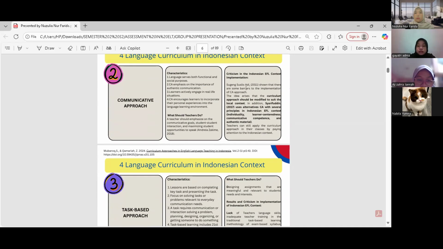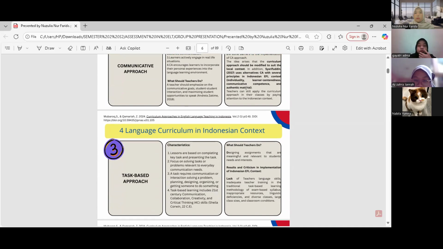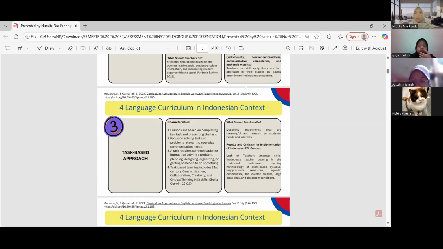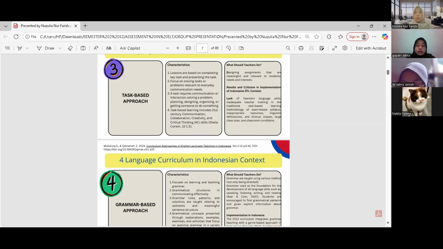And for the third, the language curriculum in Indonesia is task-based approach. So lessons are based on completing key tasks and presenting the task. It focuses on solving problems that are relevant to everyday communication needs. And the third is that the task requires communication or interactions to solve a problem, to design, to plan, situated learning, and so on and so forth.